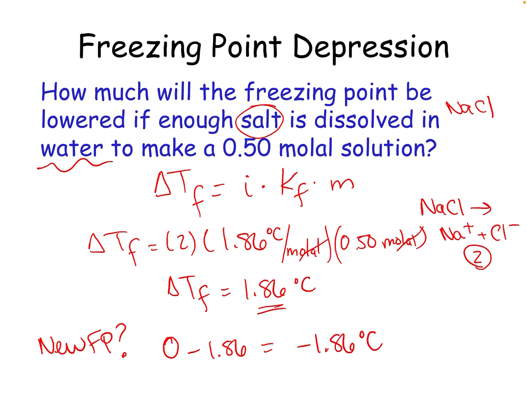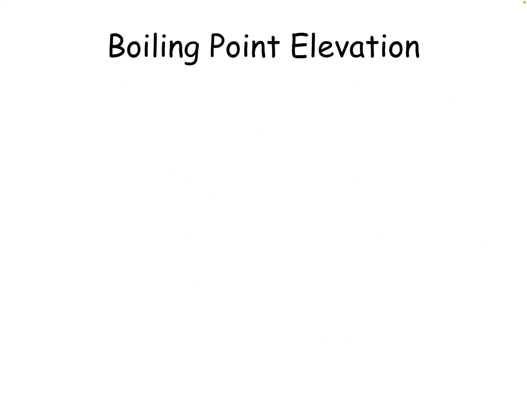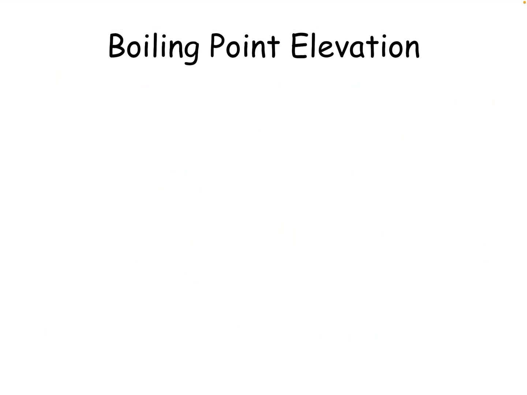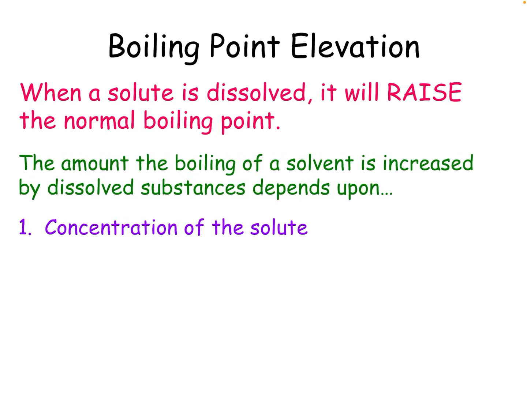So it's going to be a little bit lower than normal if you have a 0.5 molal solution, which is not that concentrated. And there's not a ton of ions coming out of solution with that NaCl. However, dissolving a solute will also increase the boiling point. It will elevate it. So some of these notes are going to be very similar to what we've just taken. They're just going in the opposite direction. So when a solute is dissolved, it will raise the normal boiling point.